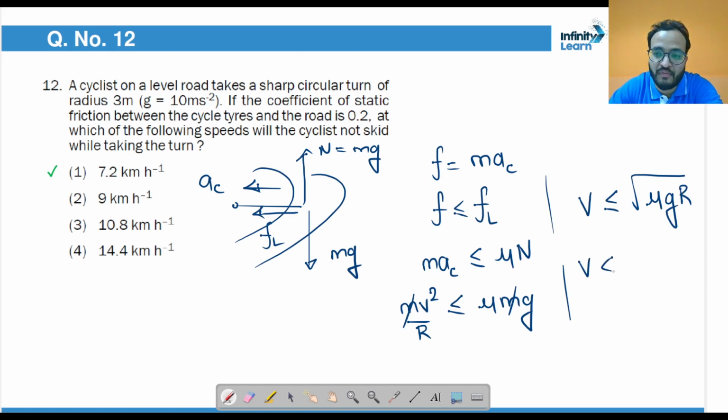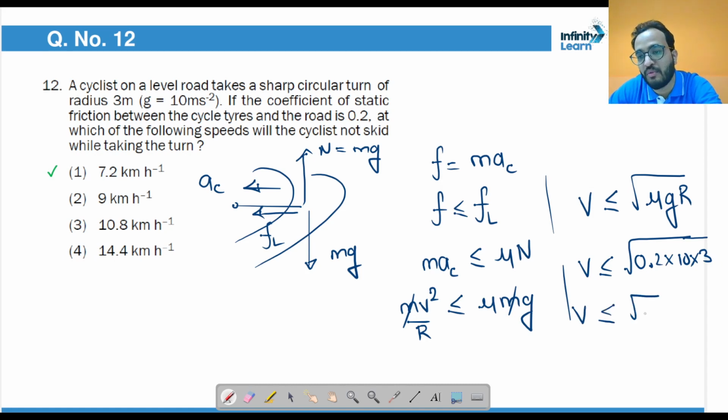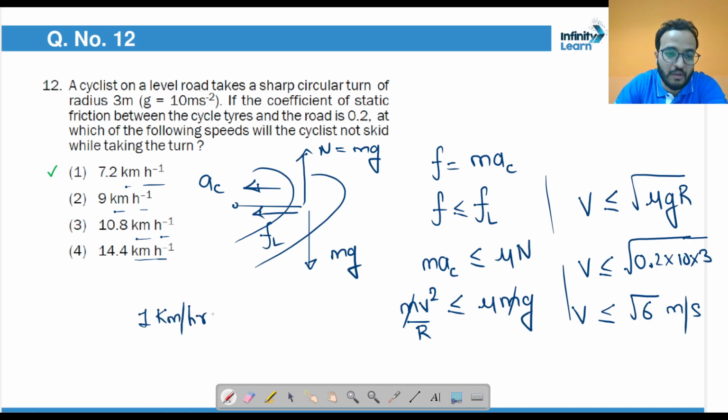Now put the values. So v must be less than or equal to root of mu g r. What is mu? Mu is 0.2 into 10, and r is 3 meter, right? So V is less than or equal to root 6, but this is meters per second, and the options are given in kilometer per hour. So you should know how to convert meter per second into kilometer per hour. You know that 1 kilometer per hour is 5 by 18 meter per second. So 1 meter per second will be 18 by 5 kilometer per hour.